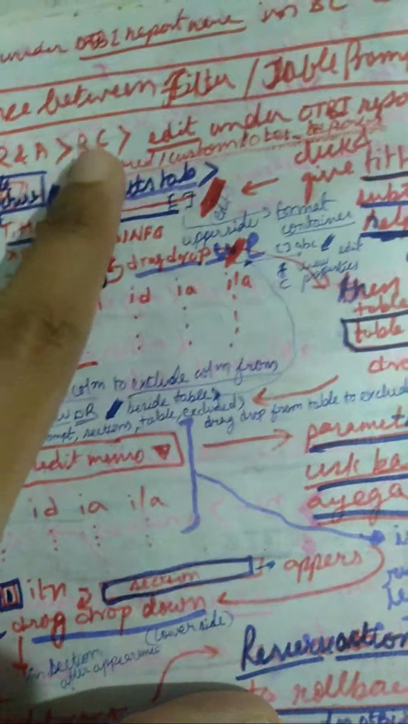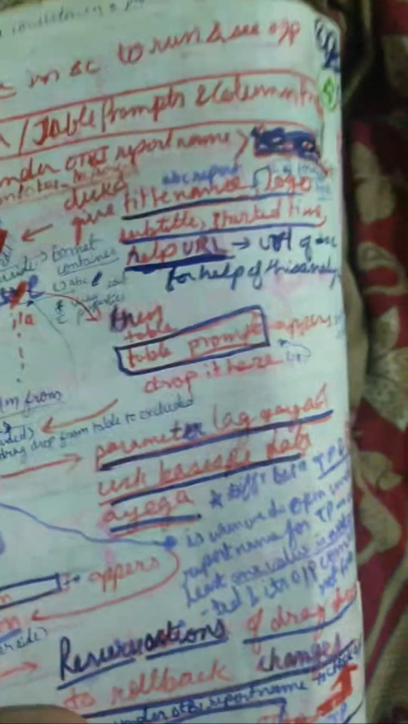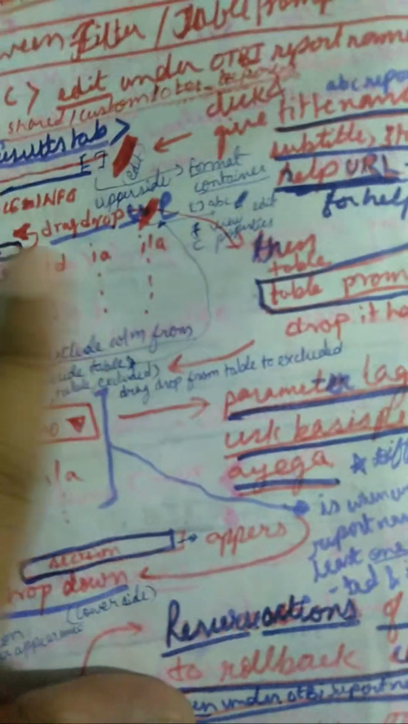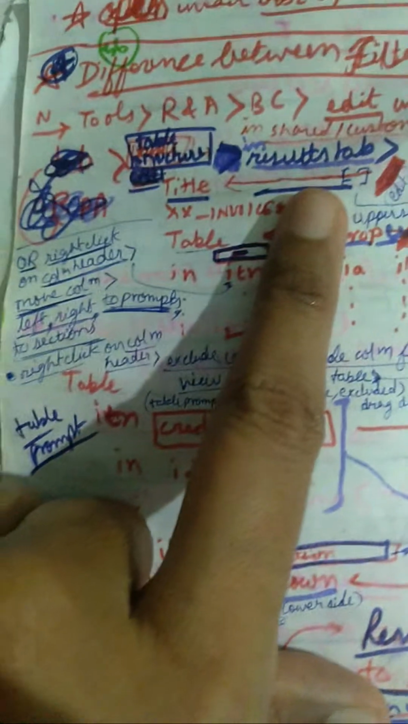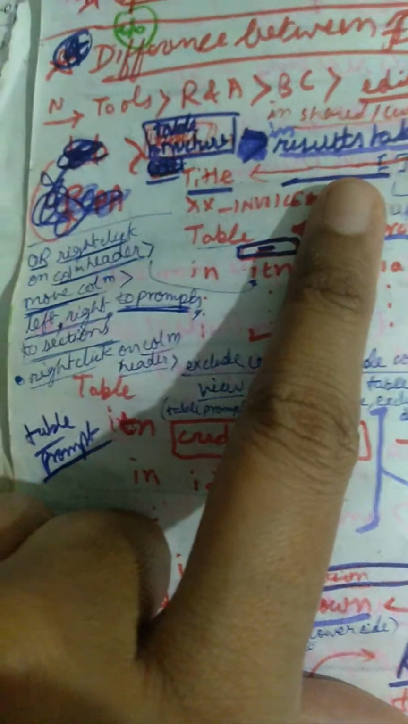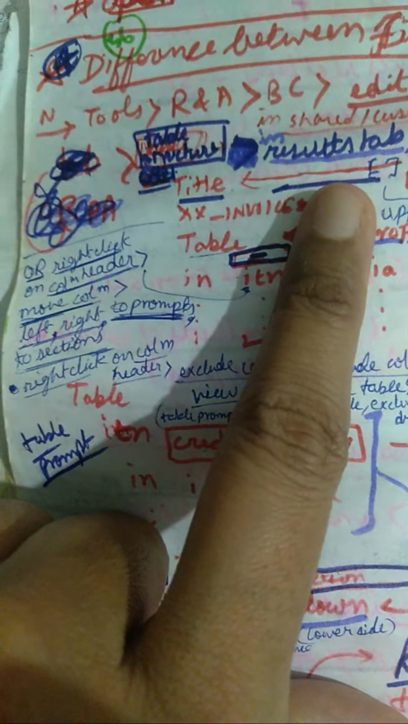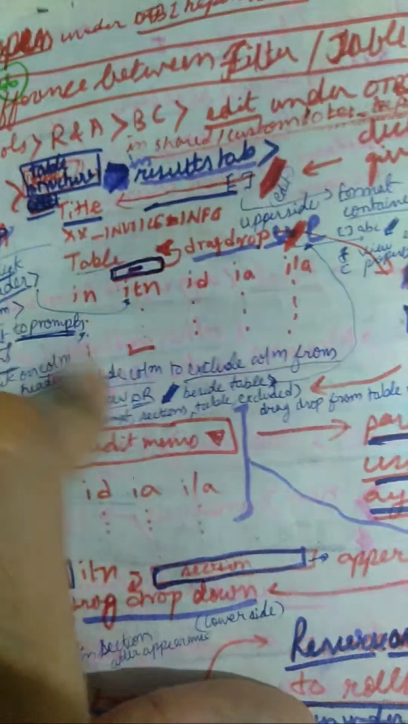Let's say we have a table structure here. We'll go to tools, reports, and analytics, browse catalog, edit under the BI report name. We have four tabs: create, criteria, results, advanced, and prompts. In the results tab, we have a table structure here.